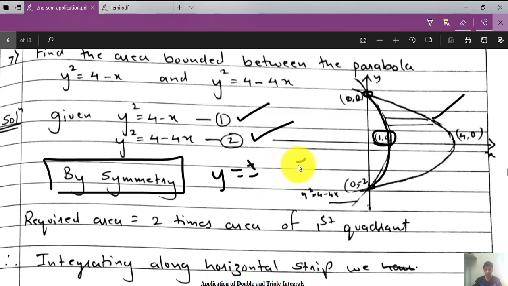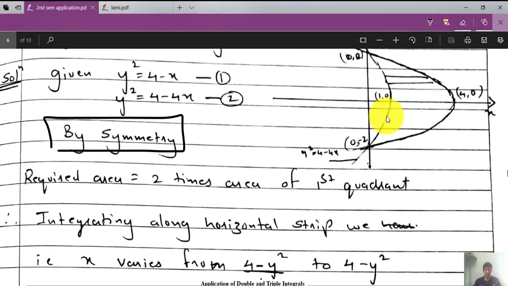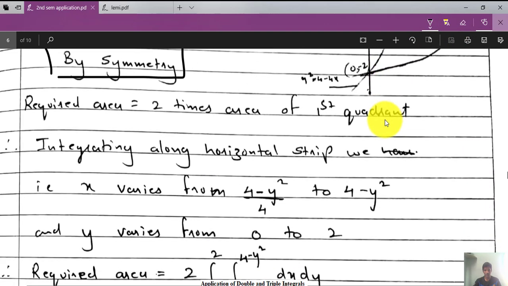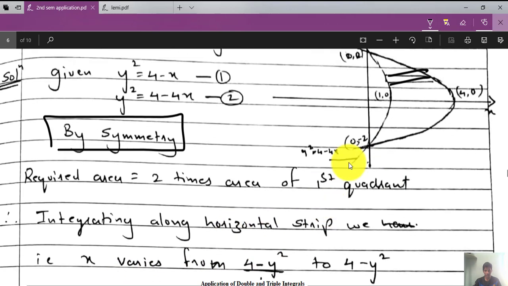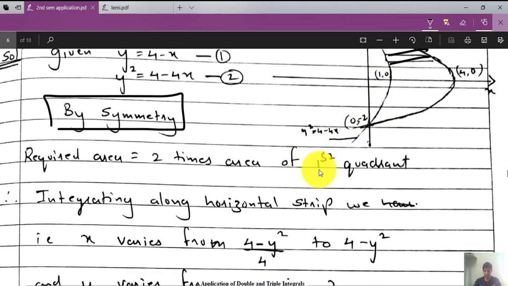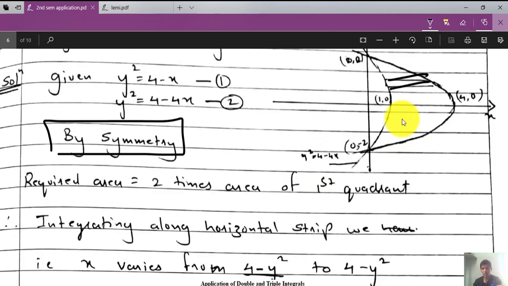Since I require only the first quadrant, all the plotting is being done with respect to a rough sketch. The required area is 2 times the area of the first quadrant, integrating along a horizontal strip. So I will take this horizontal strip, and x varies from... You need to express x in terms of y. This curve is y square is equal to 4 minus 4x.